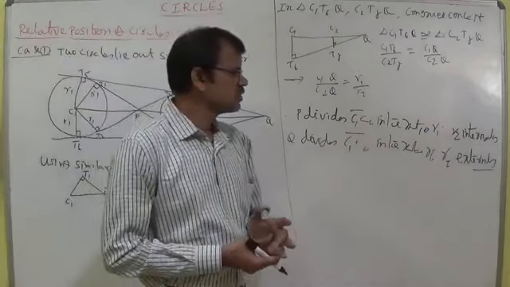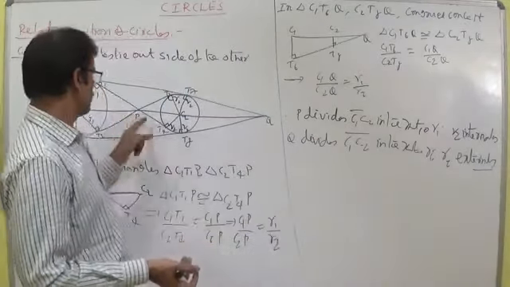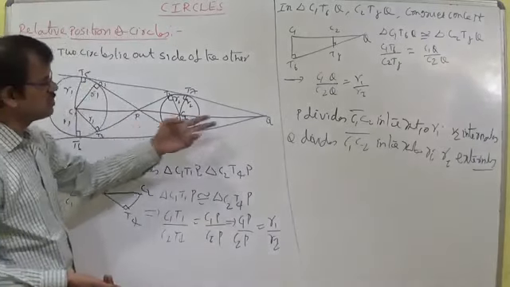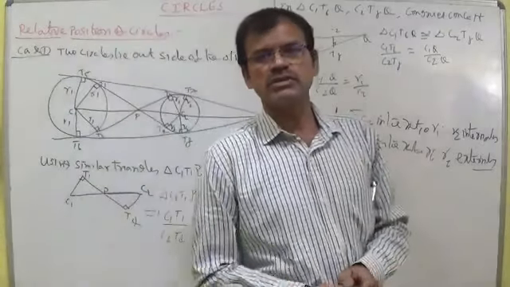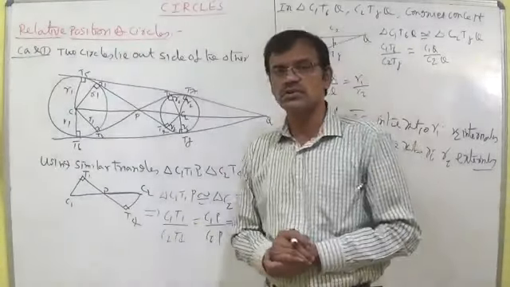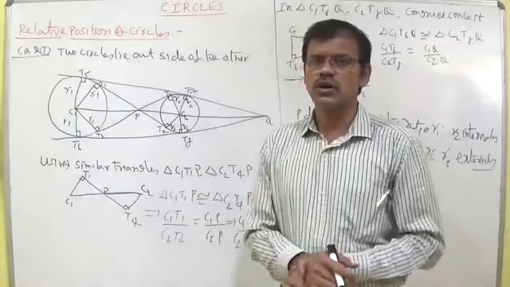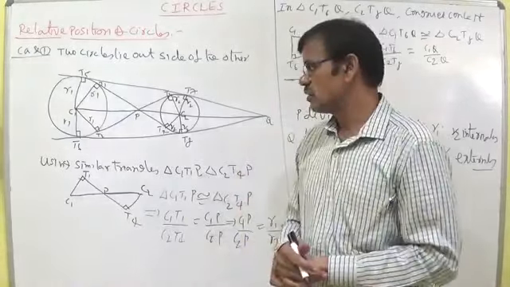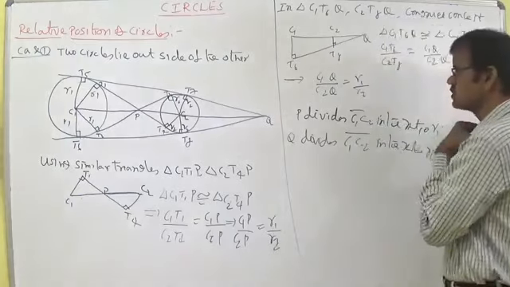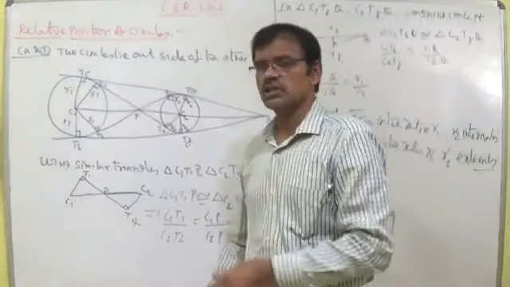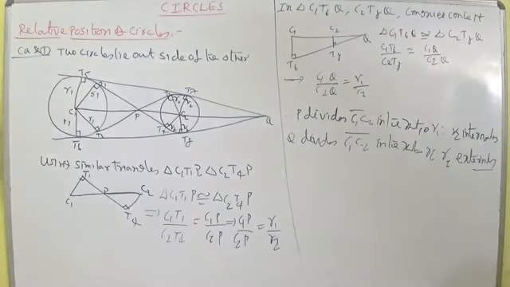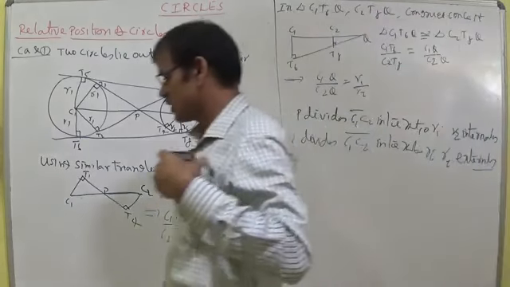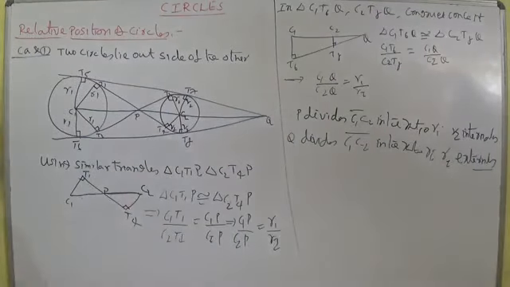P divides C1 C2 in the ratio R1 is to R2 internally, and because it is inside the circle, Q is outside of the circle. Like that you remember. P divides C1 C2, meaning the line joining the centers of two circles, in the ratio R1 is to R2 internally, and Q divides the line joining the centers in the ratio R1 is to R2 externally. The conditions I am writing now.